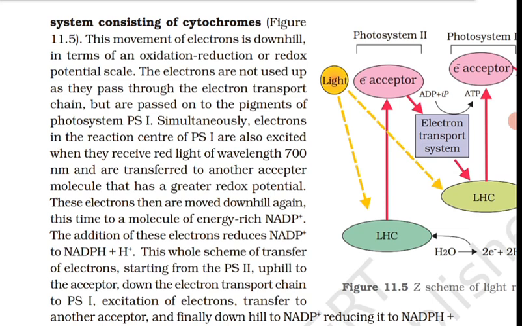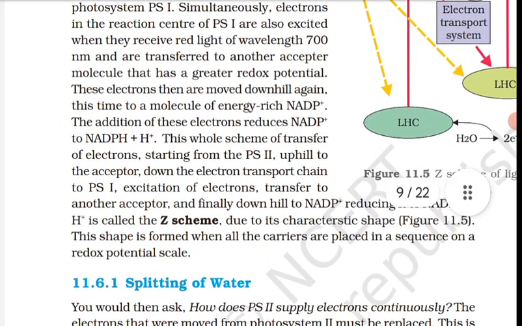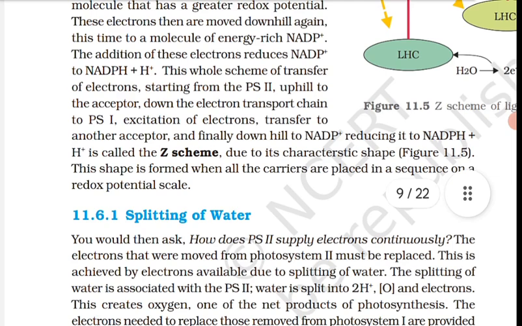Let us now see what roles various pigments play in photosynthesis. Pigments are substances that have an ability to absorb light at a specific wavelength. Can you guess which is the most abundant plant pigment in the world? Which plant pigment? The answer is chlorophyll.